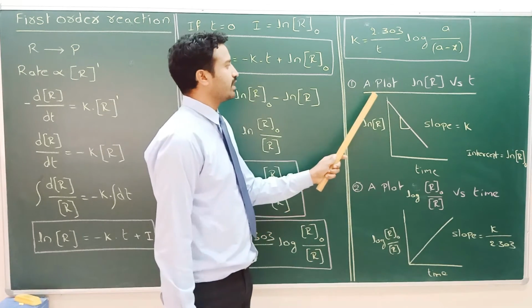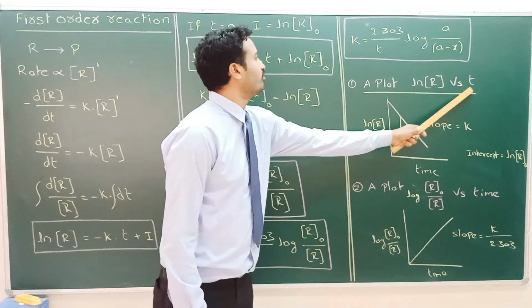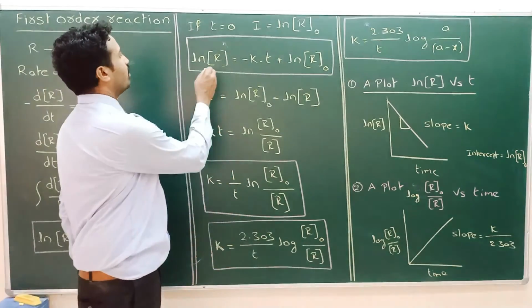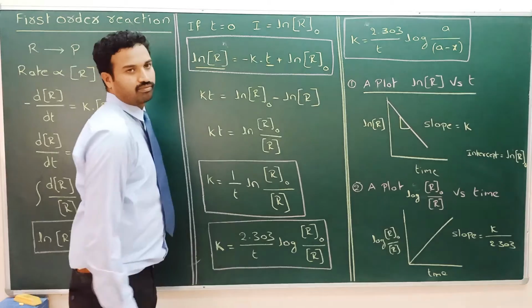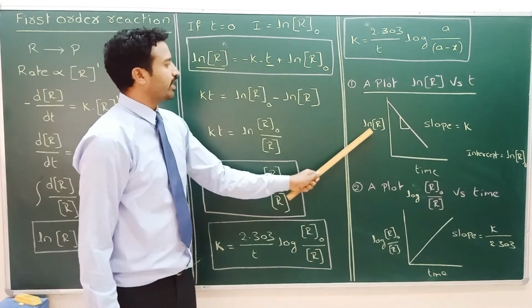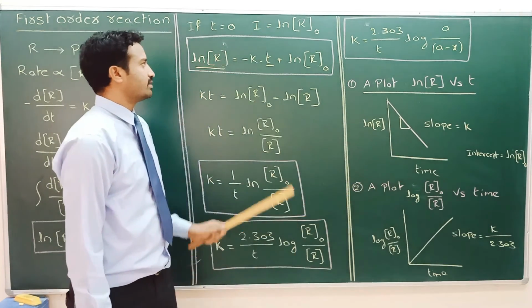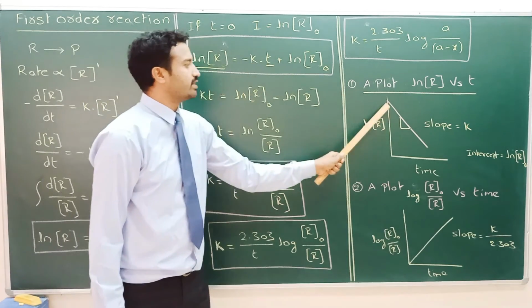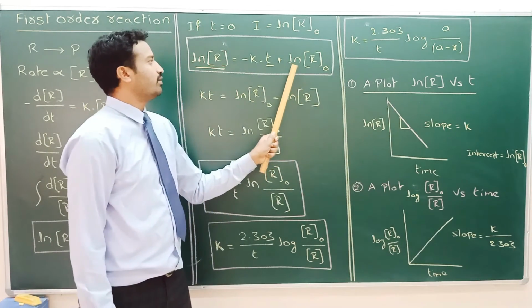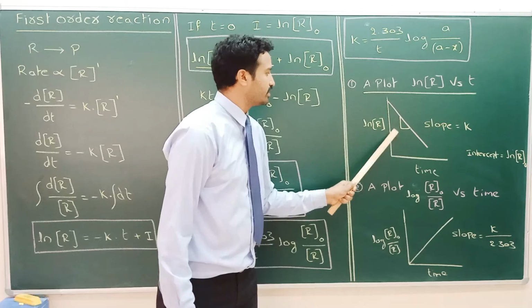Now the next graph is ln R versus t, with ln R on the y axis and time on the x axis. Here the slope is minus k, so it is a negative slope. The intercept value is ln R naught.